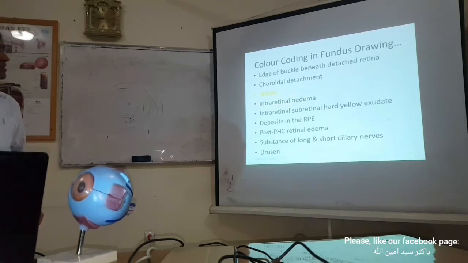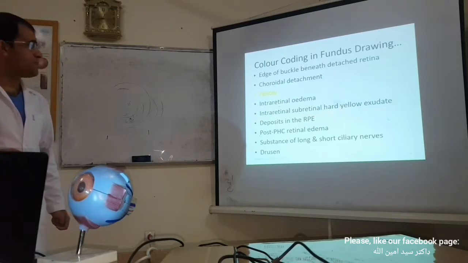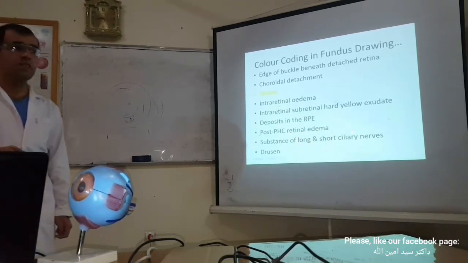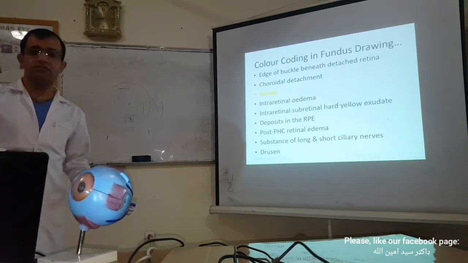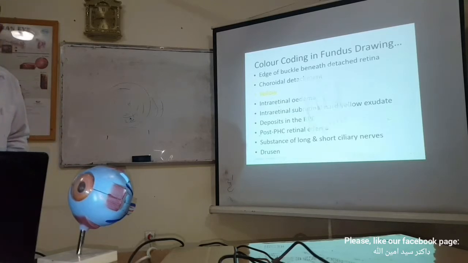By yellow color: intraretinal edema, subretinal hard yellow exudates, deposits in the RPE, post-photocoagulation retinal edema. Sometimes we do PRP or photocoagulation, and then edema occurs. That's going to be also in yellow color. Substance of long and short ciliary nerves. One is the outline, one is the inner side. The outlines of these nerves are going to be shown in black color, but the inner side of the substance are going to be shown in yellow color, and the drusen are also going to be in yellow color.